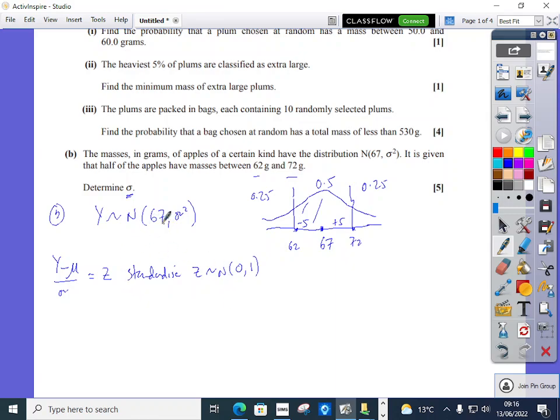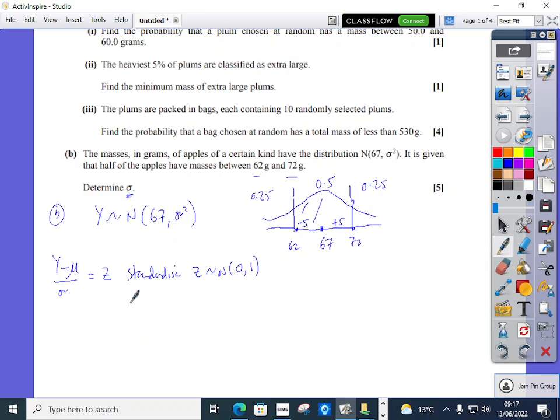So what do? We do 67. So we know that that is 67. We're going to standardize it, so we're going to take away the mean. Okay, sorry, can I just say this again? Let me just clear that.